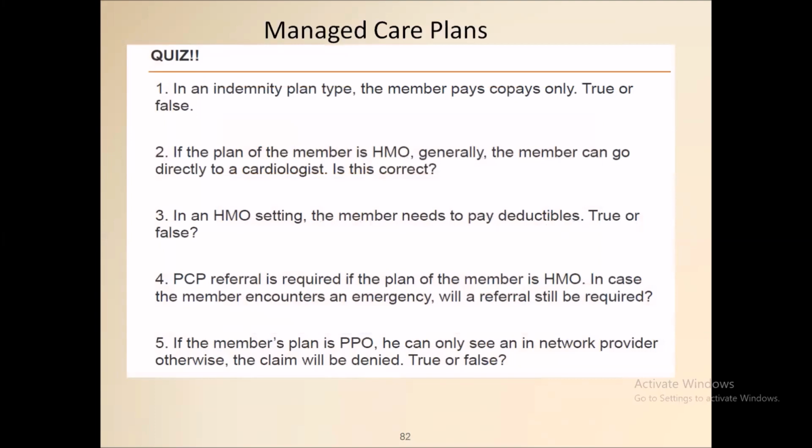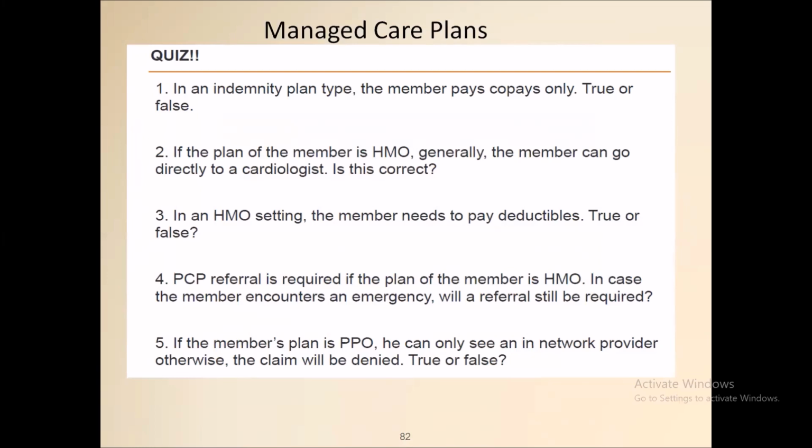In an indemnity plan type, the member pays copay only. Is it true or false? False. Okay. What else will he pay? Both coinsurance and deductibles. Yeah, he has to pay all the things if applicable. If the plan of the member is HMO, generally the member can go directly to a cardiologist. Is this true? No. They have to go through the PCP. Yeah, a PCP is required for sure.